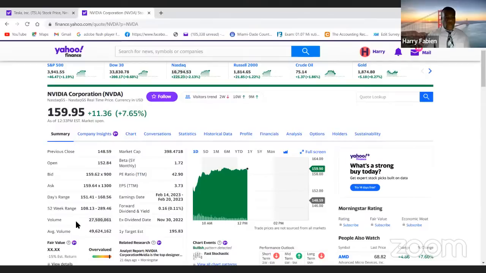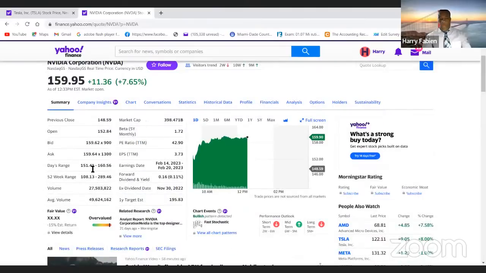So what you can do, you look at the day range. The day range is 151.41, remember, and 160.56. Most of the time, the day range represents the support, like I told you before, and resistance. The lower is 151.41 for the day, and the high is 160.56. You see now it's 160. That's the highest. It might go from lowest to highest. Sometimes it can go back.